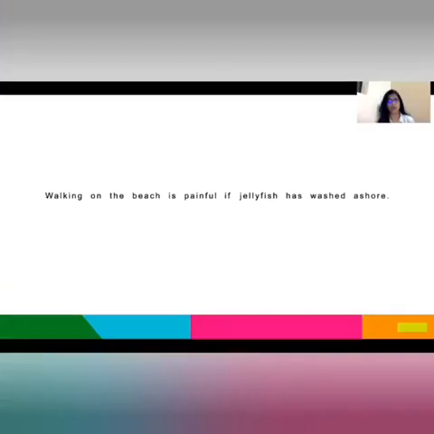And now, let us take an example to understand the difference between a gerund phrase and a participle phrase. Walking on the beach is painful if jellyfish has washed ashore. On carefully observing this sentence, we can see that the conjunction if is dividing the sentence into two different clauses. The first clause is walking on the beach is painful, and the second clause is jellyfish has washed ashore.